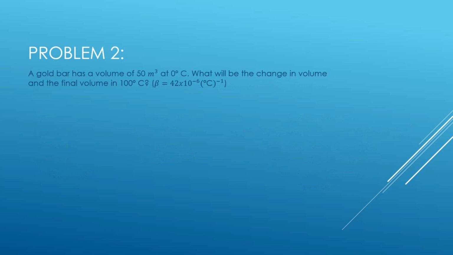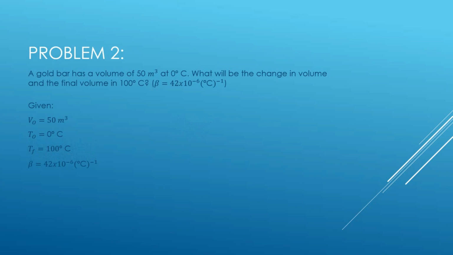Next, problem 2. A gold bar has a volume of 50 meters cubed at 0 degrees Celsius. What will be the change in volume and the final volume at 100 degrees Celsius? Where beta is equal to 42 times 10 raised to negative 6 times degrees Celsius raised to negative 1. So these are the given. We're finding the final volume and the change in volume.